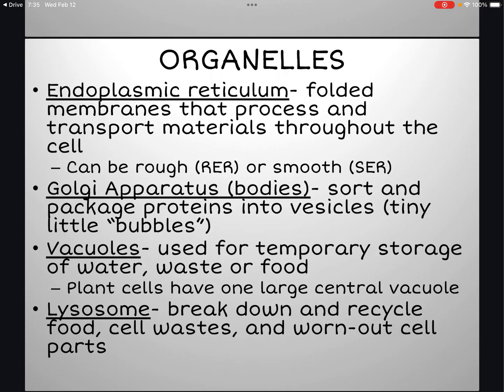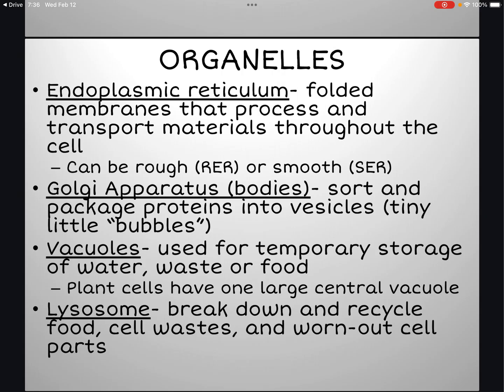Vacuoles are organelles that are used for storage. Usually not long-term storage, but temporary storage. They can store all kinds of things. Sometimes they're going to store additional water for use later. Sometimes they may store food molecules to be broken down later by the mitochondria. And sometimes they're going to store waste products for a short while until the cell is ready to get rid of them.